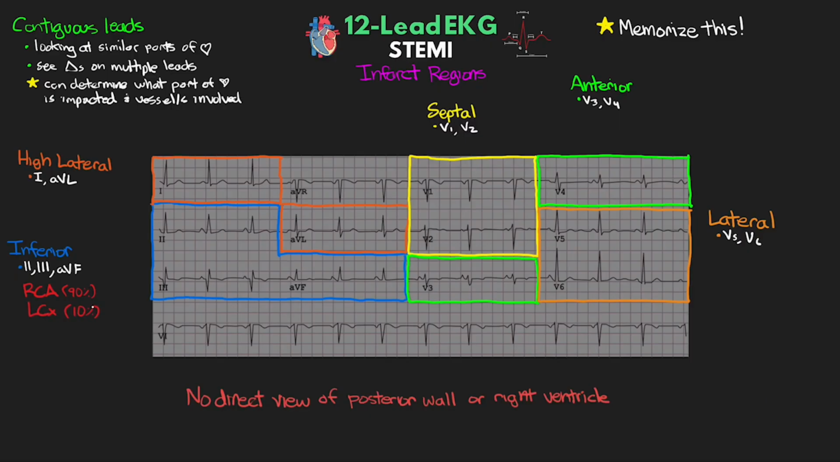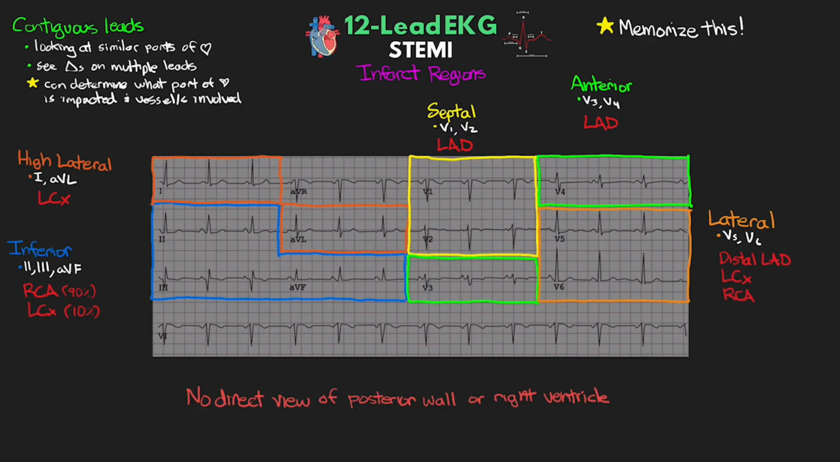Now for leads 1 and AVL, our high lateral leads, these are perfused by the left circumflex. Septal leads V1 and V2 are actually perfused by the left anterior descending, or LAD. The anterior leads V3 and V4 are also perfused by the LAD. And then finally, the lateral leads V5 and V6, they can be fed by the distal LAD, the left circumflex, or the right coronary artery.